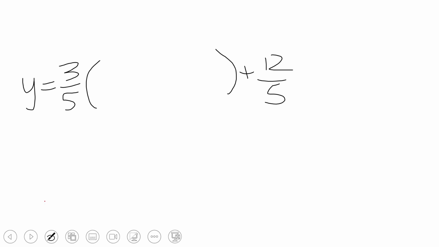All right, here we go. In this space, I'm going to put the secondary function that I have not used. So I'm writing in 5/3 x minus 4.